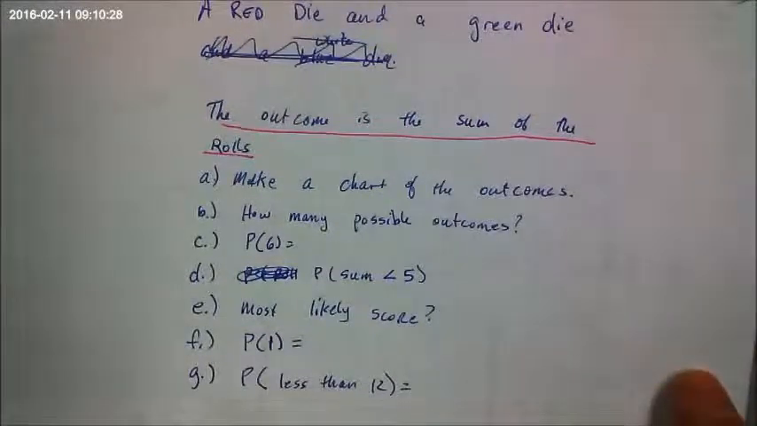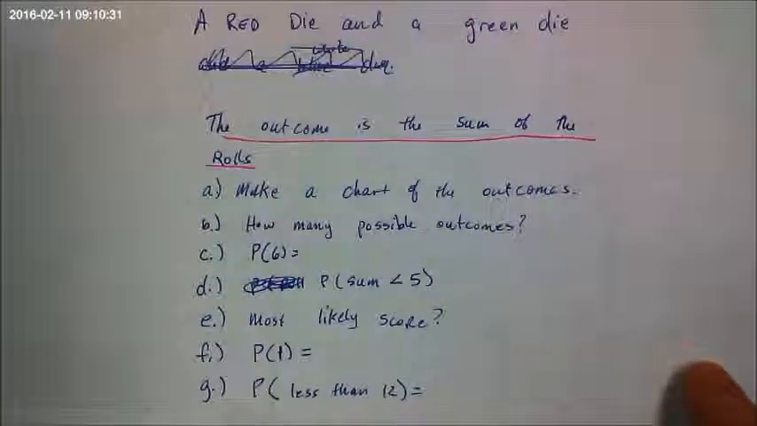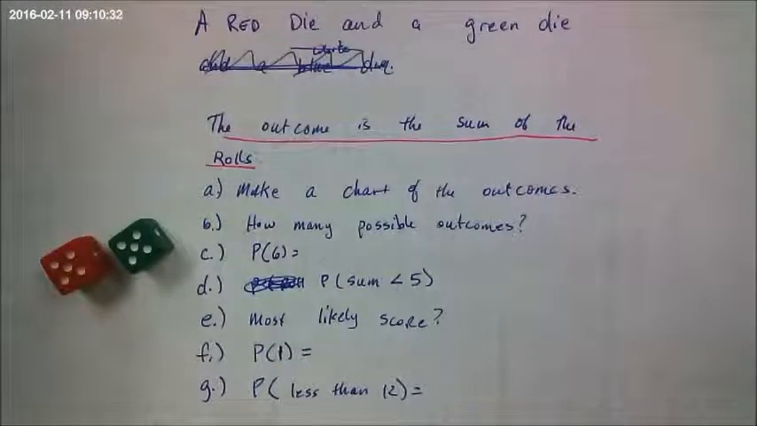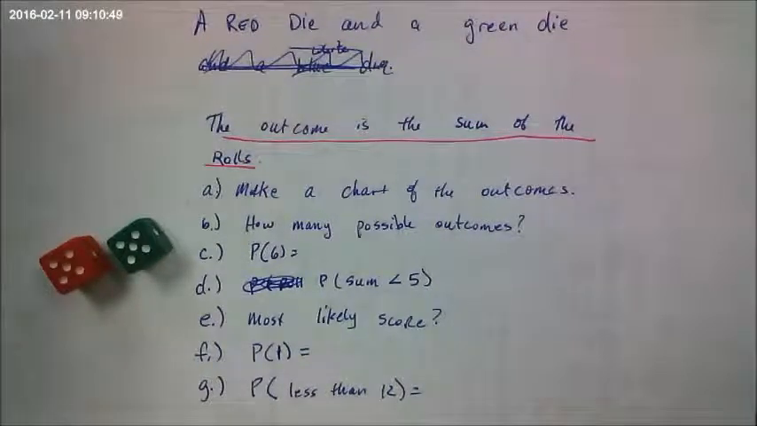Here you go. You got a red die, you got a green die. The experiment is that we add them, so like this would be 10. You have to make a chart of all the possible outcomes, and then you have to answer those questions. How much time do you think you need? 10 minutes? I think 10 minutes is good.